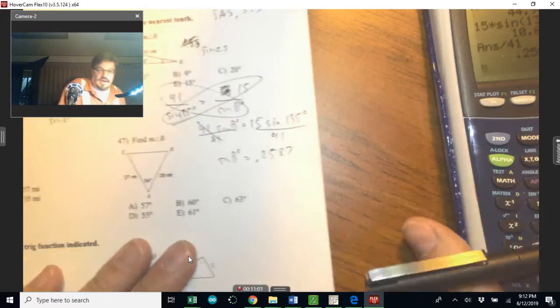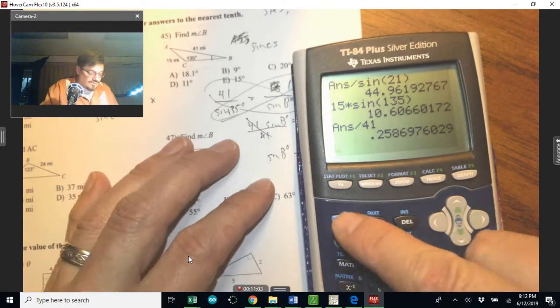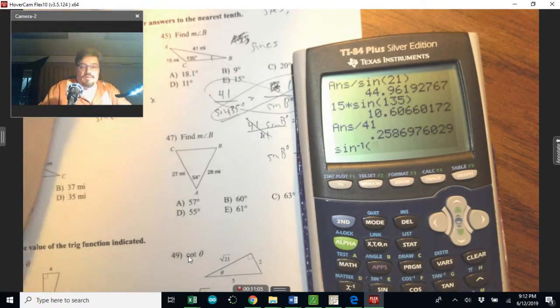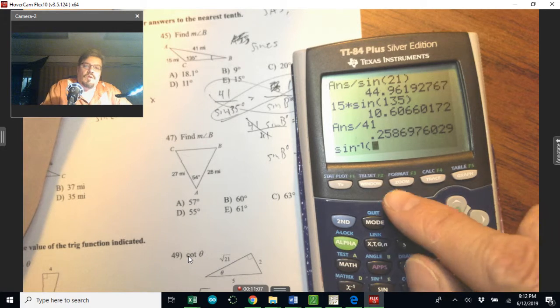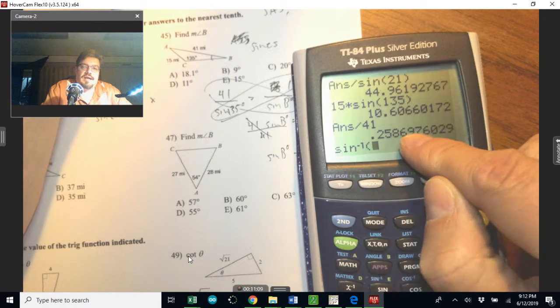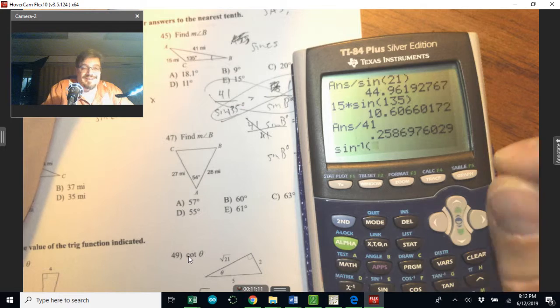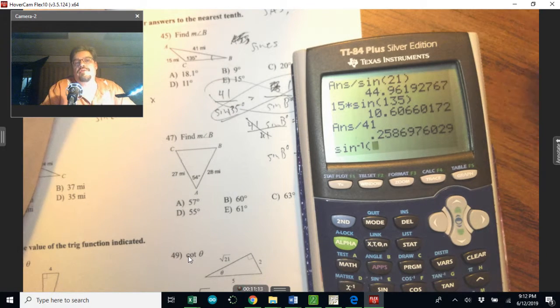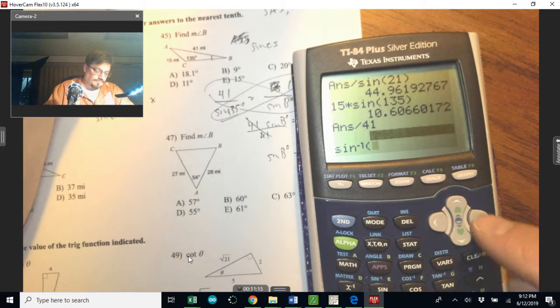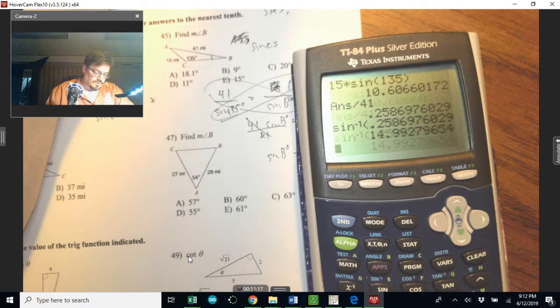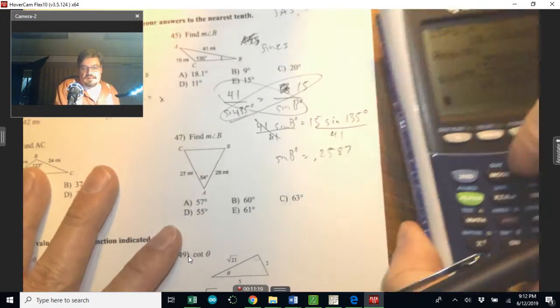0.2587, and I have to take that and actually do the second sine. So remember the inverse sine. You always have to undo sine with an inverse sine. To find an angle, you have to undo the sine. Enter. That's 15 degrees.